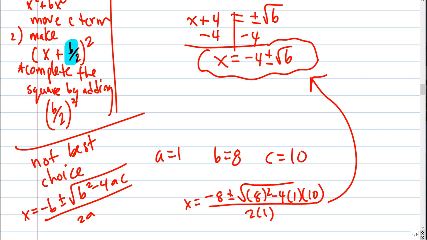Plus, if you go into higher level mathematics, if you're going in the trig and pre-calc direction, you have to be able to complete the square.